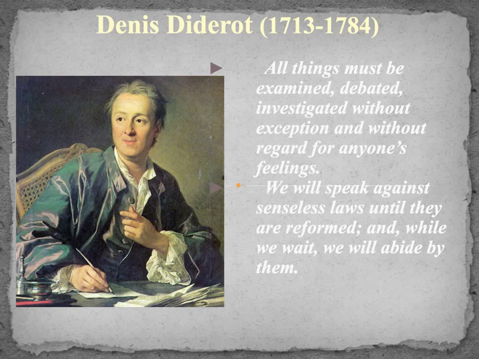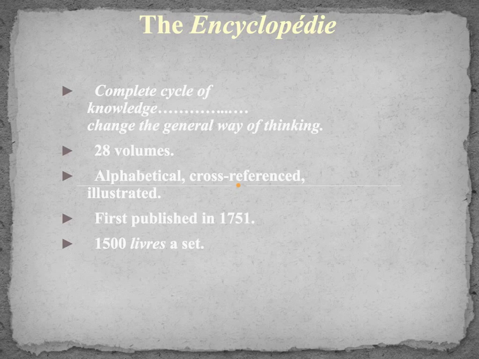Denis Diderot. Denis Diderot is from 1713 to 1784, and he says the following. All things must be examined, debated, investigated without exception, without regard for anyone's feelings. We will speak against senseless laws until they are reformed, and while we wait, abide by them. So what he did was he created the Encyclopedia. And in the Encyclopedia, you have the complete cycle of knowledge and our understanding of general thinking. It was in 28 volumes. It was alphabetical, cross-referenced, and there were illustrations in it.